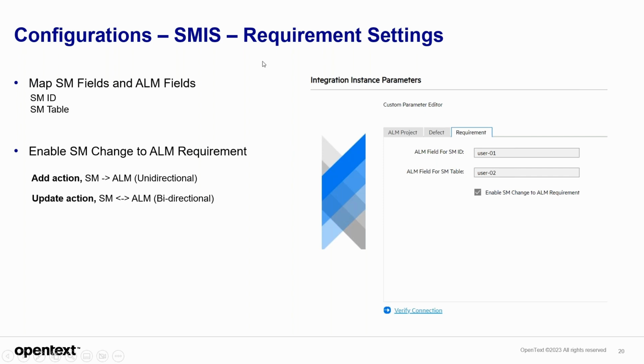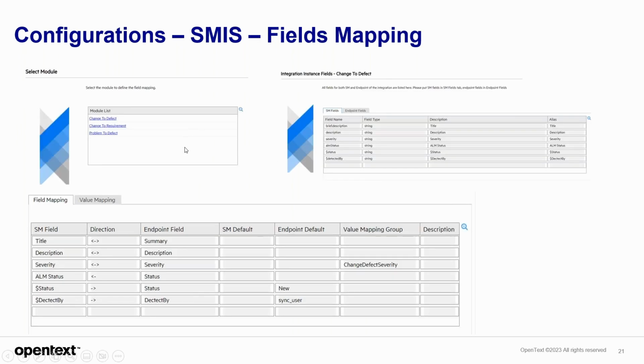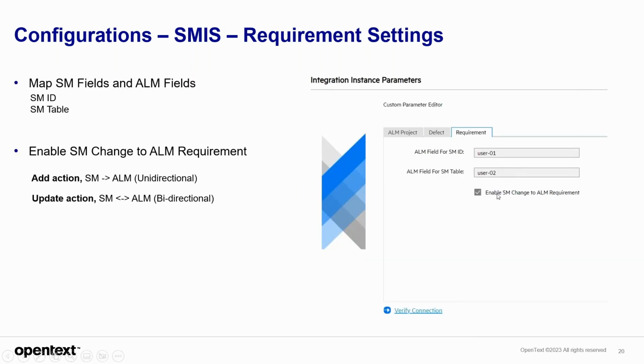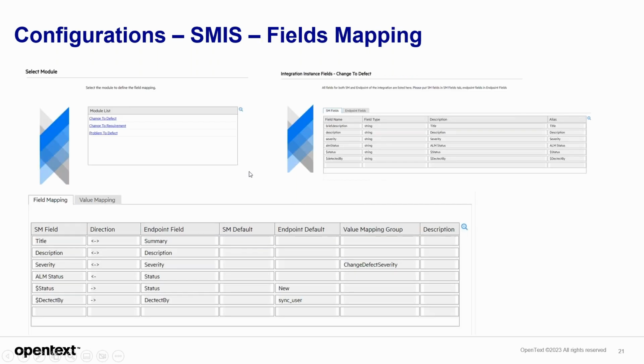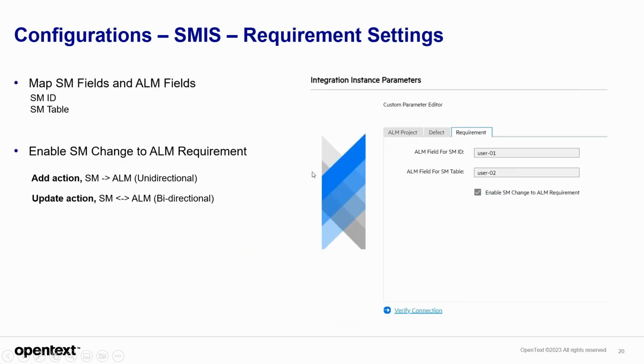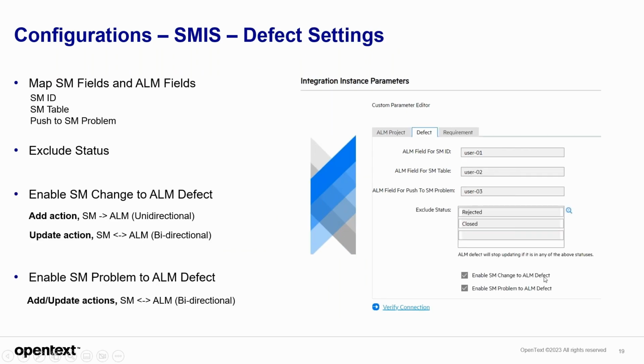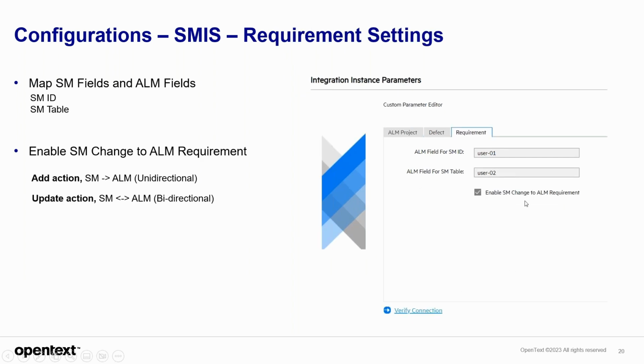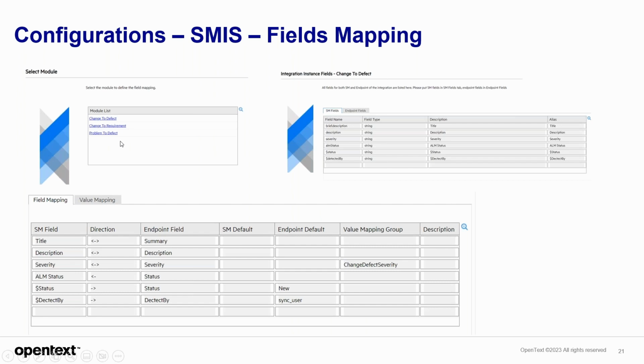And these are the settings for ALM project, defect, and requirement. And then we can go to the field mapping. When you enable those modules, like if you only enable Service Manager change to ALM requirement, and then go to the field mapping directory, there will be no list here. But if you enable many more modules, like SM change to ALM defect, SM problem to ALM defect, and SM change to ALM requirement, those enabled modules will be listed in the module list. Then you can click one by one to do the field mapping for each module.